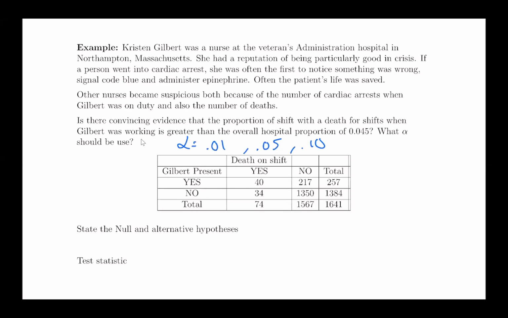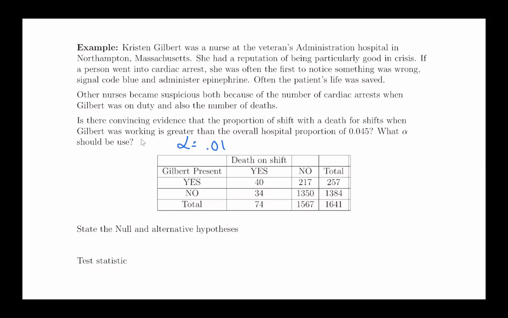Well, remember in the beginning, I told you if you want a lot of evidence, then you want an alpha which is small. If you don't want a lot of evidence, then you want an alpha that's kind of big. So which alpha should I use? 0.01. Yeah, so you want to use 0.01. All right, so we found our alpha level.